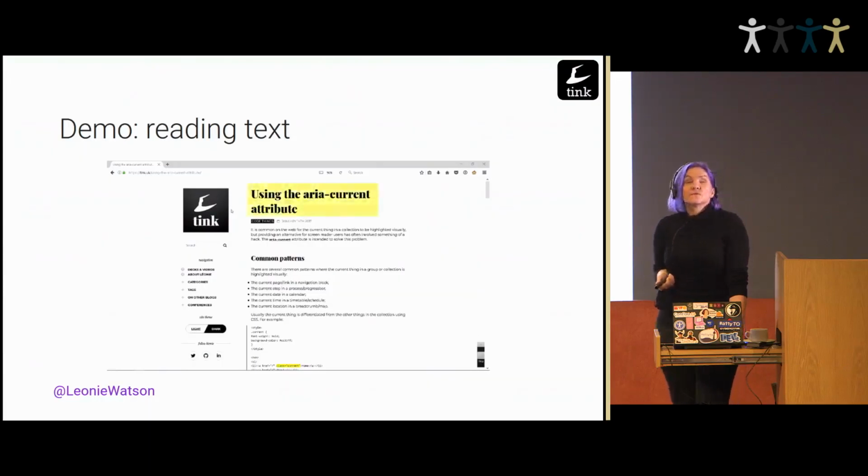Heading level 1 using the ARIA current attribute posted in link code things on January 14th, 2017. It is common on the web for the current thing in a collection to be highlighted visually, but providing an alternative for screen reader users has often involved something of a hack. The link ARIA current attribute is intended to solve this problem.